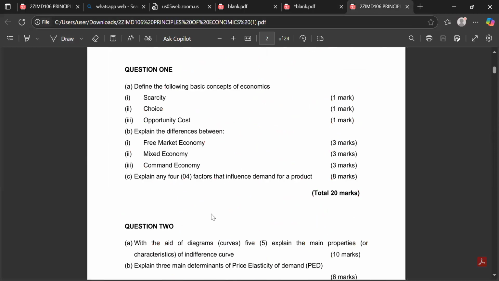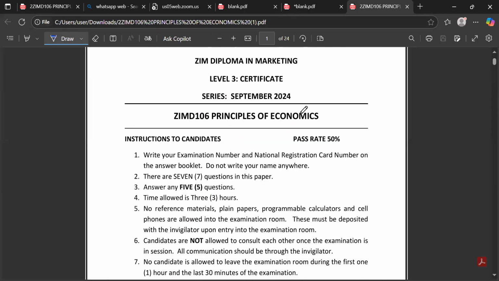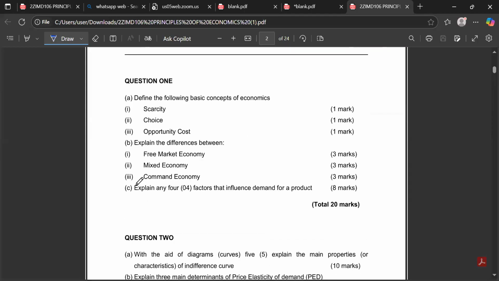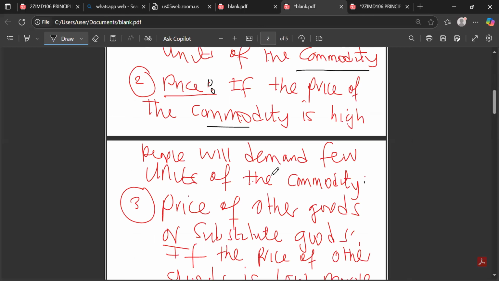Okay, so we have an example here. For this exam paper, the way the questions come, they're combined with other topics, but as for our area of concern, it was just question 1, because we're looking at demand analysis. Explain any 4 factors that influence demand for a product. So this is what we are trying to look at, a topic called demand analysis.